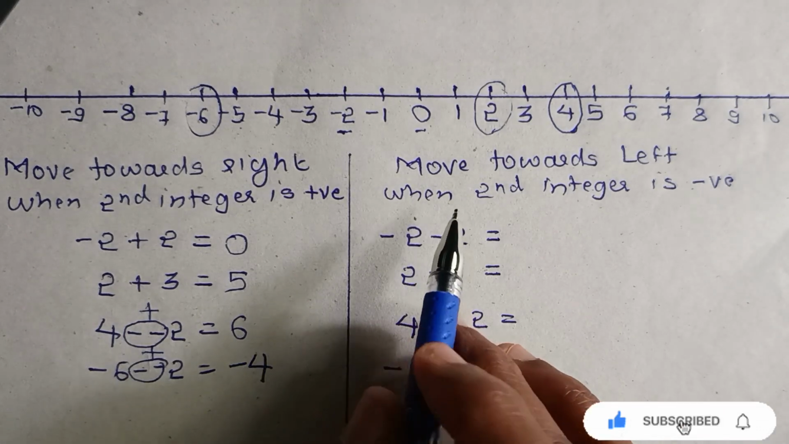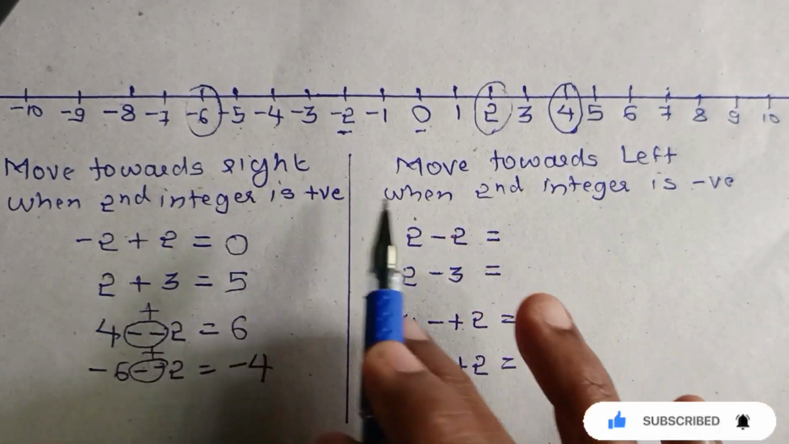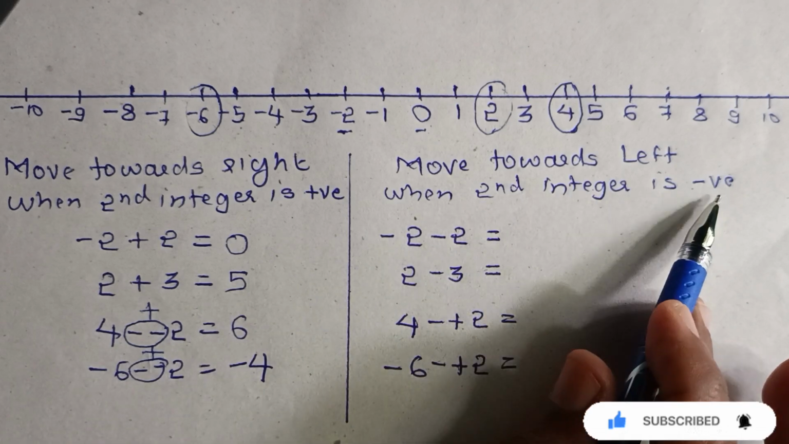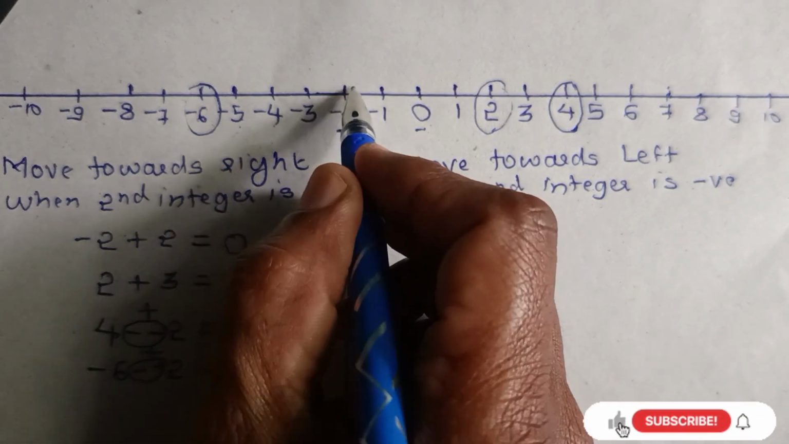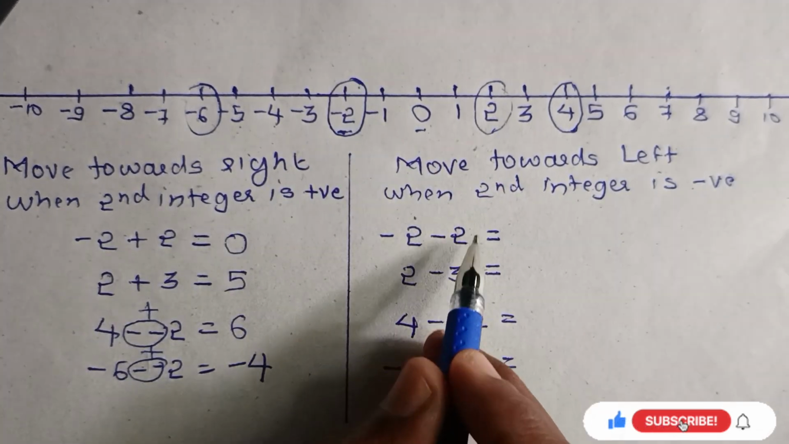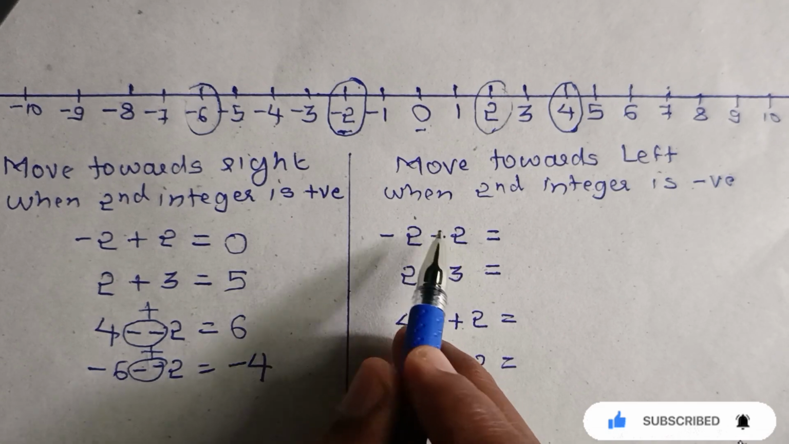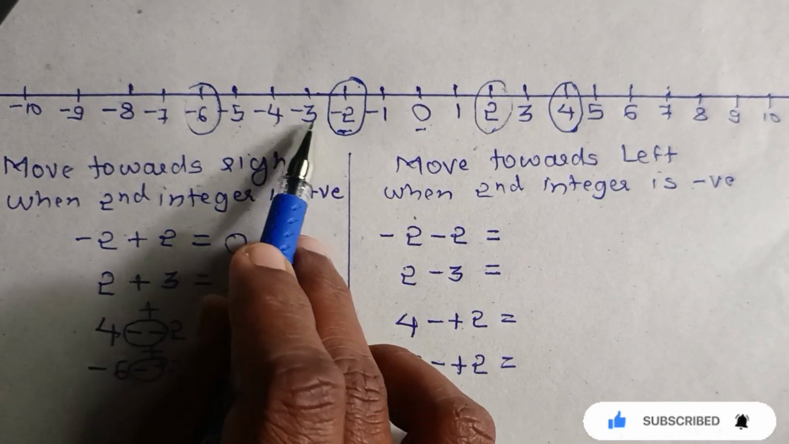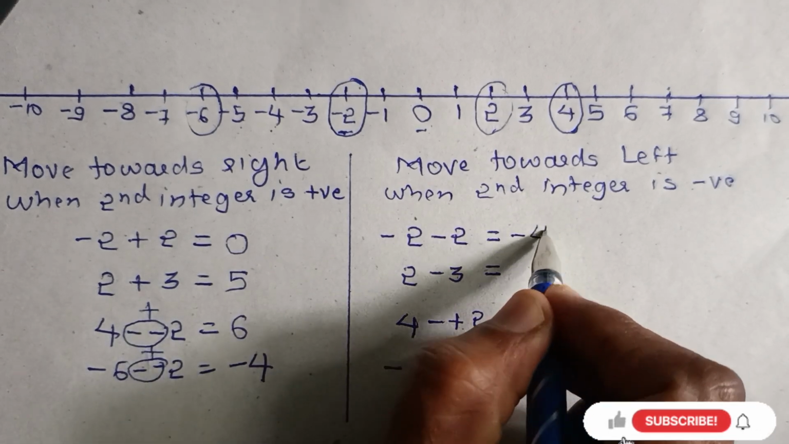Let's take this case. You have to move towards the left-hand side of the number line when the second integer is negative. Here the first integer is -2. So this is the -2. The second integer is -2. It is negative. So this is negative. That time you have to move towards the left-hand side. How many places? 2 places. 1, 2. So the correct answer is -4.